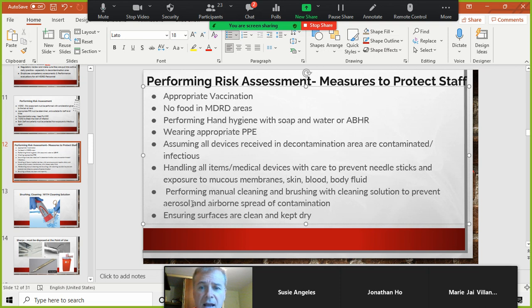Okay? Performing manual cleaning and brushing with cleaning solutions to prevent aerosol and airborne spread of contamination. That's why hospitals smell very chemically. Is that actually a word? Chemical-like? Hospitals smell like chemicals. There we go. Good enough. And because they're trying to cut down on the spread. Ensuring surfaces are clean and dry. Now, ensuring that surfaces are clean and dry.